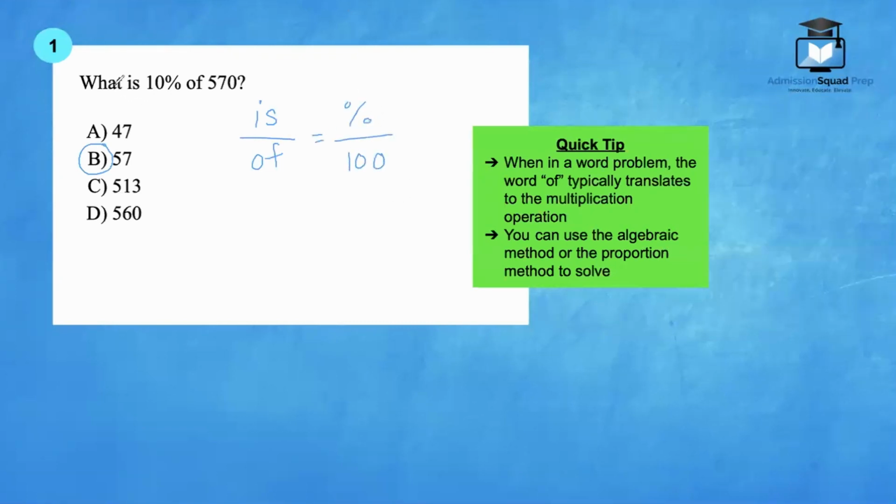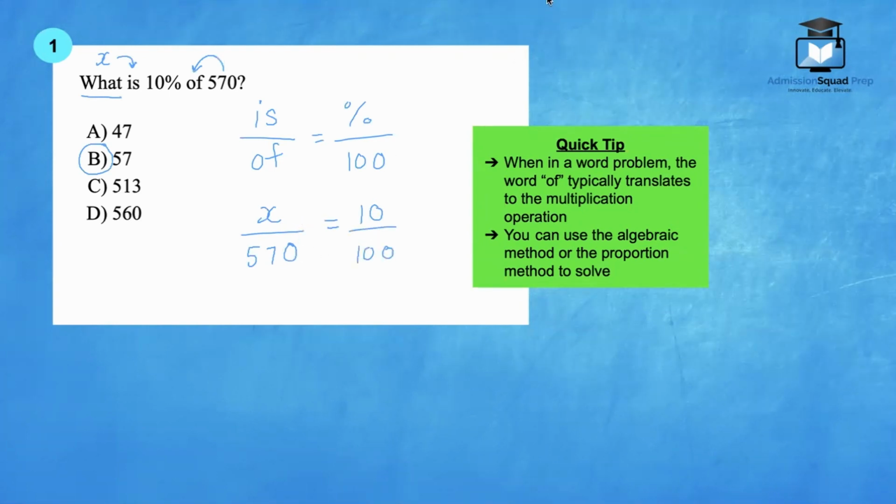We have what is. So the word "what" is going to translate to X because we don't know what that number is. So X has to relate to the "is" word. We will replace "is" with X, okay? And then 570 is going to replace the "of" word. So X is our part and also our unknown variable, and 570 is the total. We have X over 570 equals the percent, which is 10 over 100.